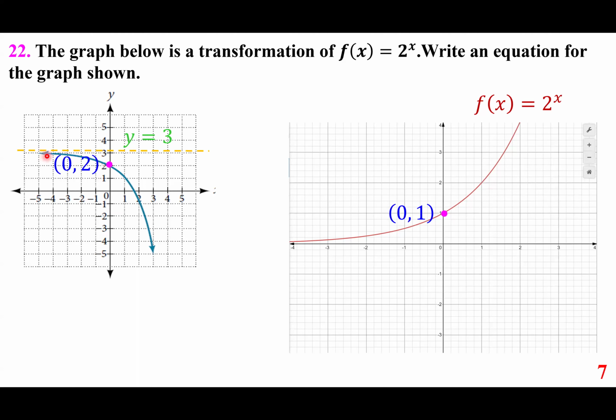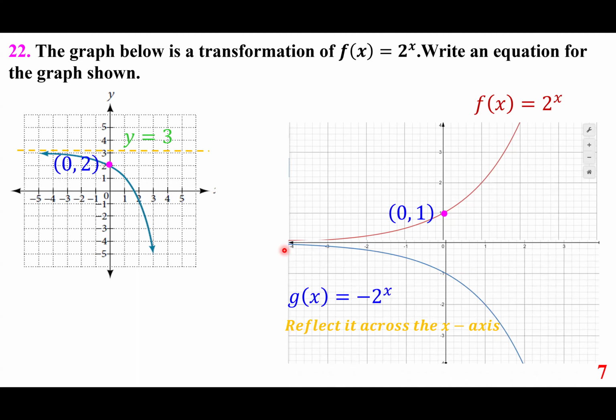Now, in a matter of comparison, we notice this seems to be reflecting with respect to the x-axis. So you put a negative sign in front of that, and reflection across the x-axis gives this graph. It looks more like that. Okay. And 0, 1 now goes to 0, negative 1. Of course, this one or this one makes no difference.